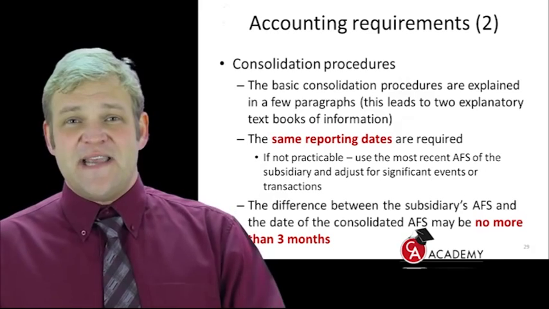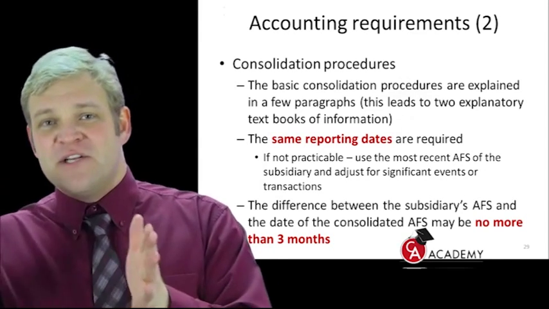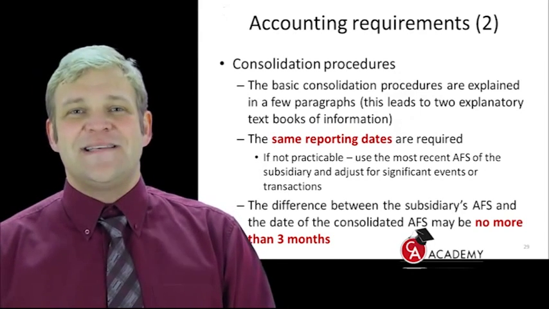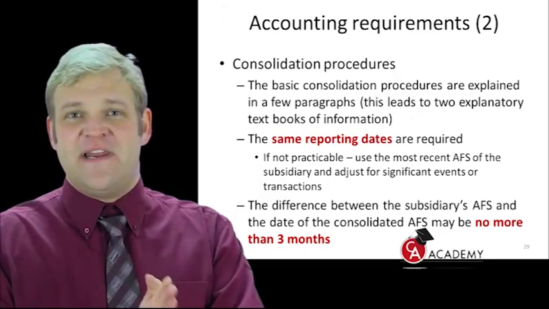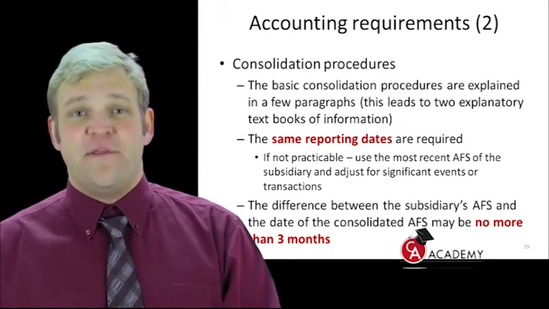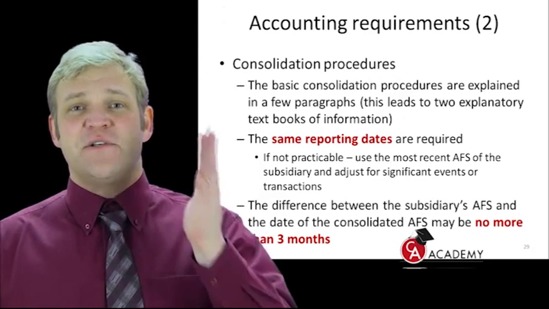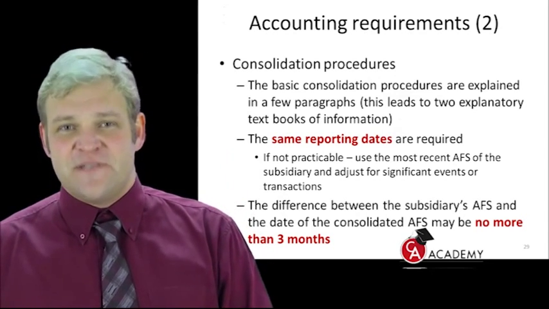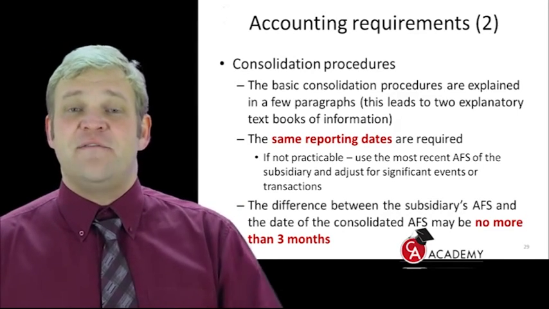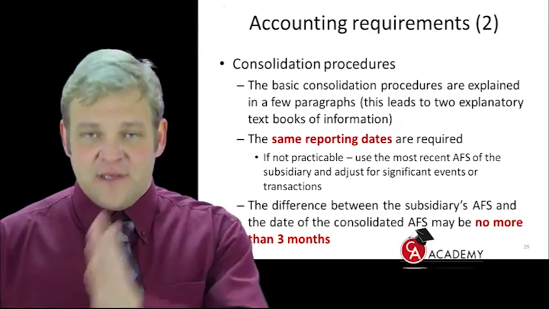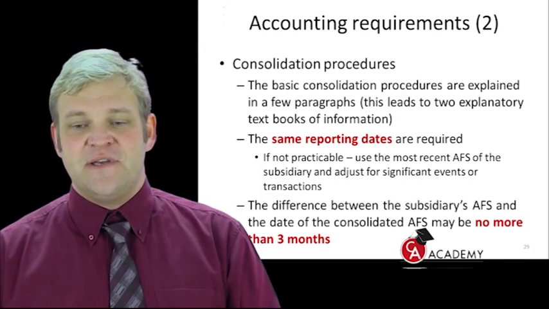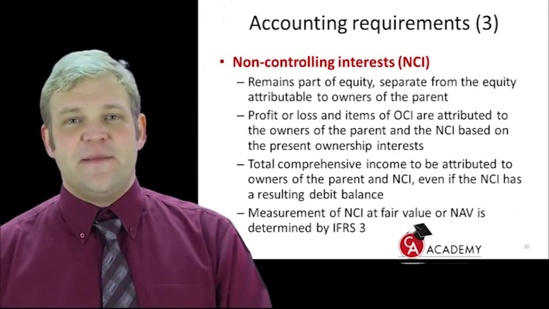So even the one that says, if not practicable, you can just make adjustments for the subsidiary's significant transactions, even that cannot extend the difference between the subsidiary's financial statements and the consolidated financial statements to be more than 3 months. So what does that mean? If the most recent set of financial statements of the subsidiary is 6 months before the consolidation date, the subsidiary is going to have to be forced to prepare a new set of financial statements within 3 months before the consolidation date. Let's move on to slide number 30.